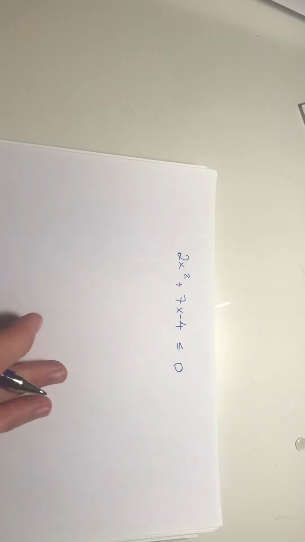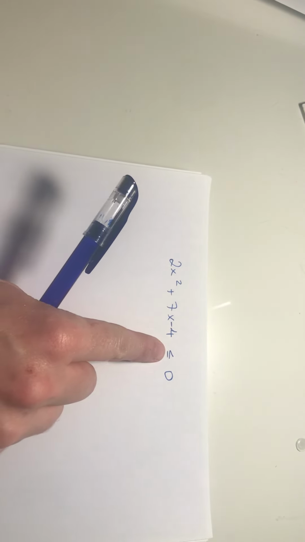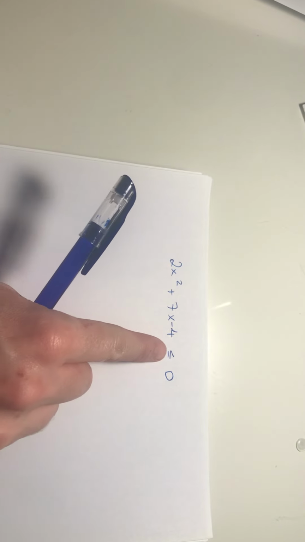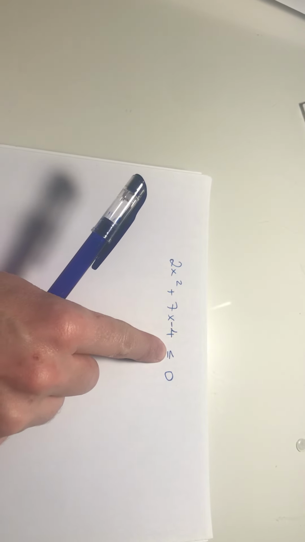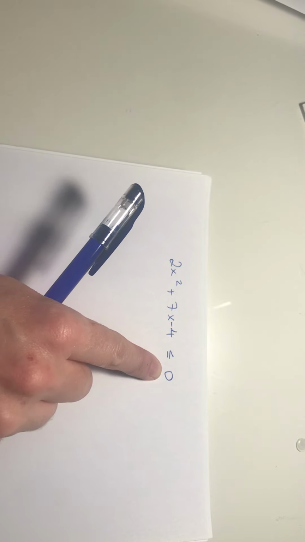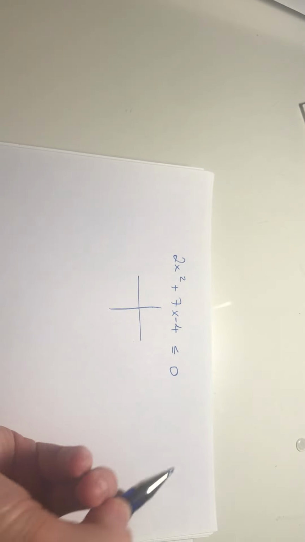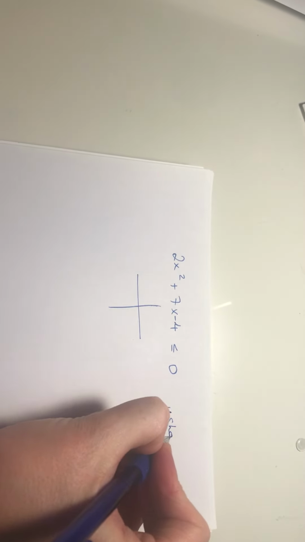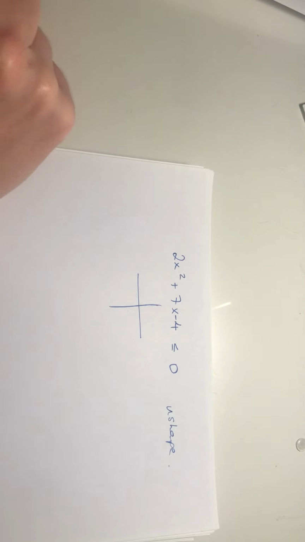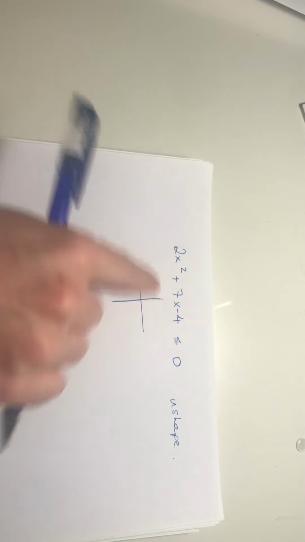Last one for this video is we have a quadratic here and we want to know where the values of x are. So we're going to solve for x where it's less than or equal to 0. So I'm going to use functions to do this. I'm going to sketch this. We know it's going to be a U shape, and we want to find out where the roots are so that we can give a good sketch here. How do you find out the roots? We're going to solve it.